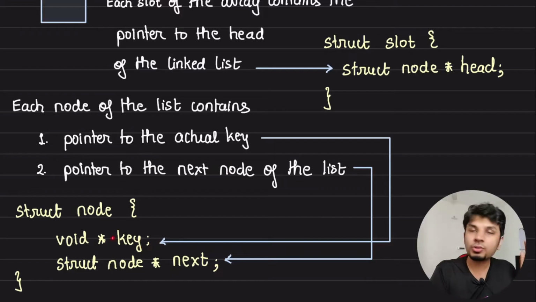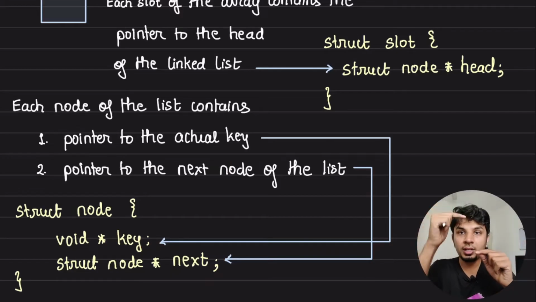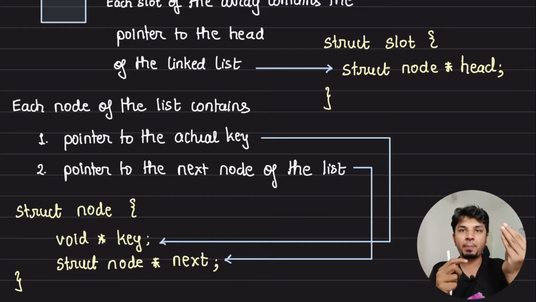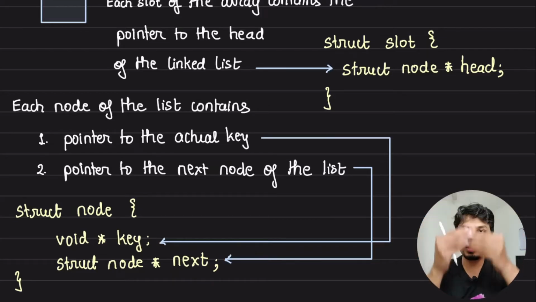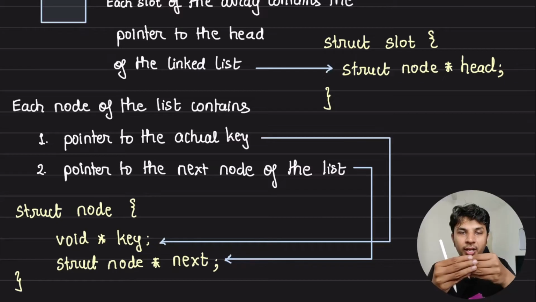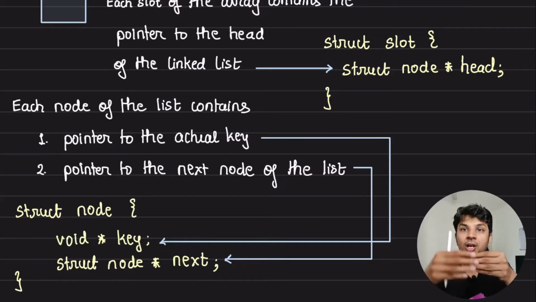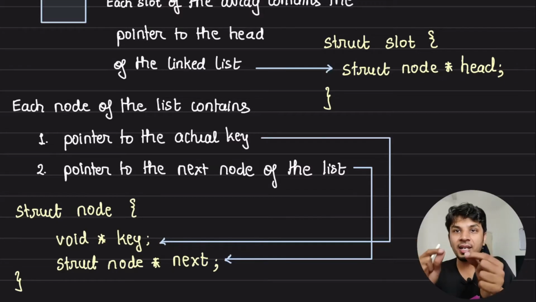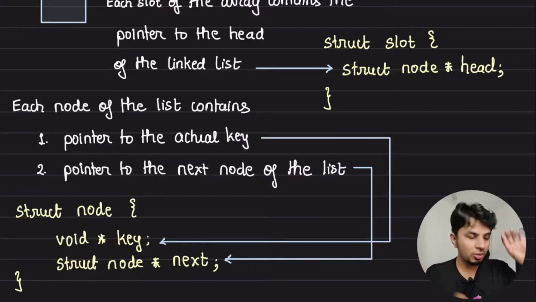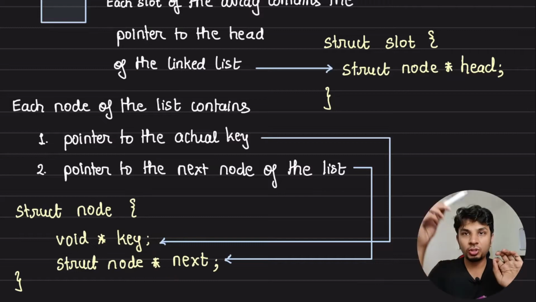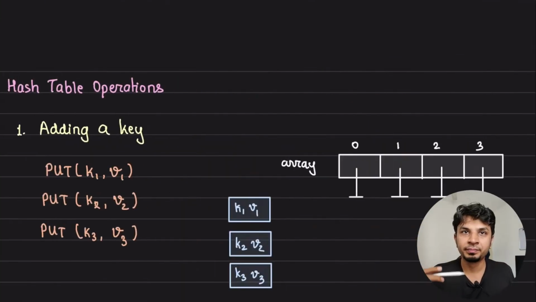Now, why would we need to store the actual key? So that we can do that comparison. Let's say apple and ant hash to the same location, and someone says, hey, delete apple. You need to traverse the linked list, identify apple, and then delete it. So you would need to keep the void pointer key and a struct node next so that you can form your linked list there.